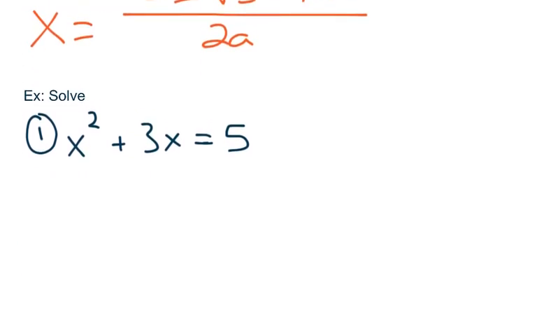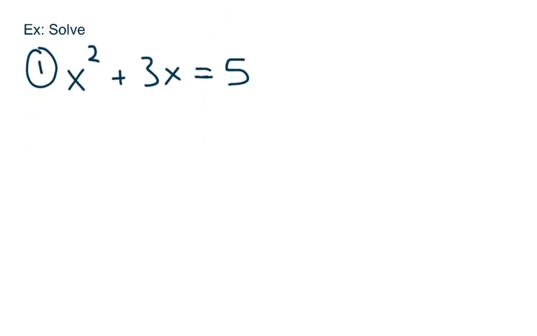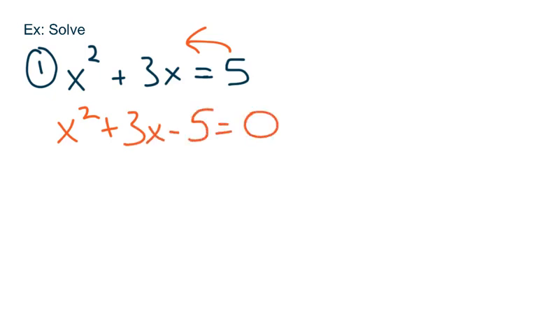All right, so let's try it. Solve x squared plus 3x equals 5. Right now it's not equal to 0. In order for us to use the quadratic formula, it's got to be equal to 0. So we've got to move the 5 over to the other side. We're going to do that by subtracting the 5. So we'll have x squared plus 3x minus 5 equals 0.